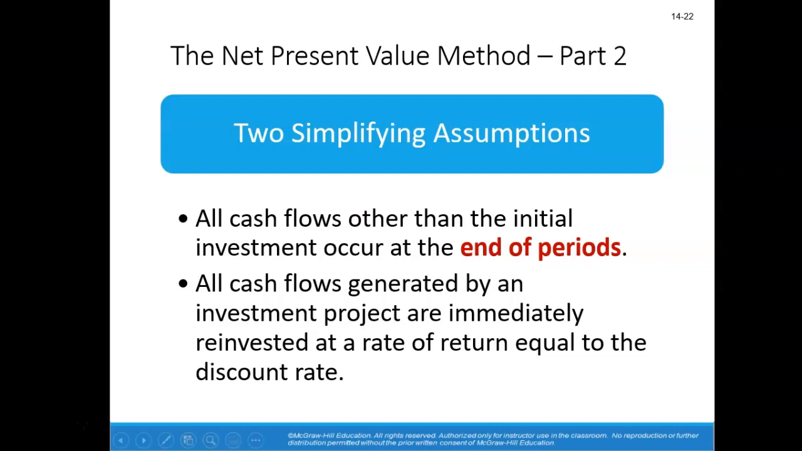Also, assumption number two, all cash flows generated by an investment project are immediately reinvested at a rate of return equal to the discount rate. So if we're saying the discount rate is 4%, we're going to assume that we can reinvest the cash flows at a rate of return of 4%. Okay?